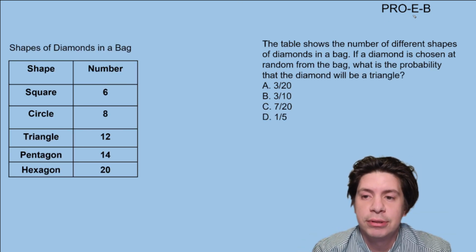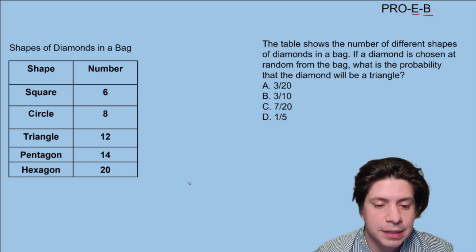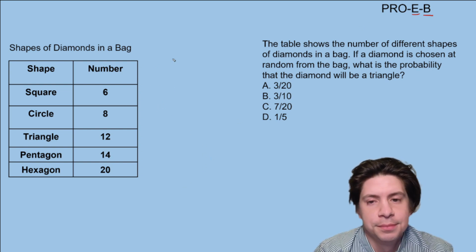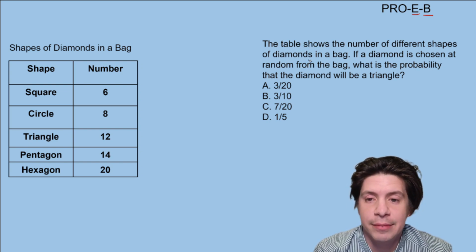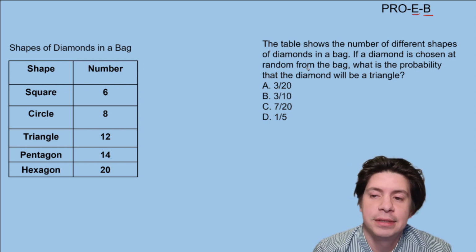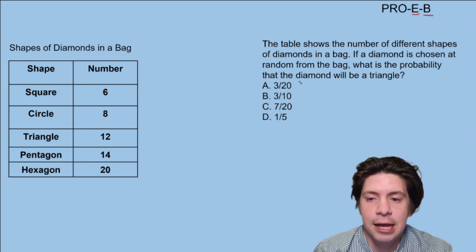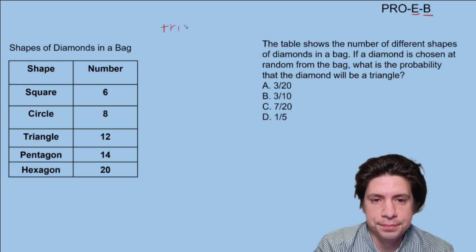So in this one, right, we're still level easy. Now it's category B in the probability section of level easy. And that's where you use a chart to find the probability of one condition. So let's try it. The table shows the number of different shapes of diamonds in a bag. If a diamond is chosen at random from the bag, what is the probability that the diamond will be a triangle? So we're going to do triangle over total.